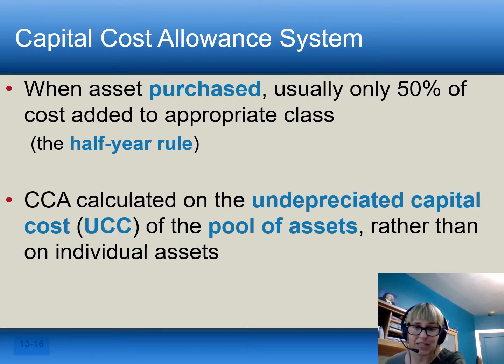So again, when an asset is purchased, there's a half-year rule that says we only take half of the CCA. That's because it's assumed that some of the assets will be purchased at the beginning, some at the end, some in the middle, so they're all deducted as if they were purchased halfway through the year, because that's the average of what occurs. The UCC is a pool of assets. It's not individual assets. So each class generally has a pool. In other words, all of the buildings are in class 1. It's a whole pool of buildings basically, and that's how it's typically treated.